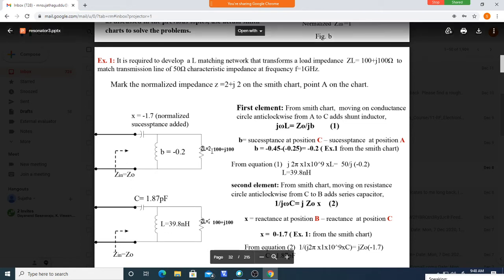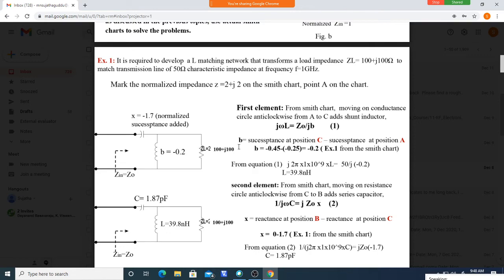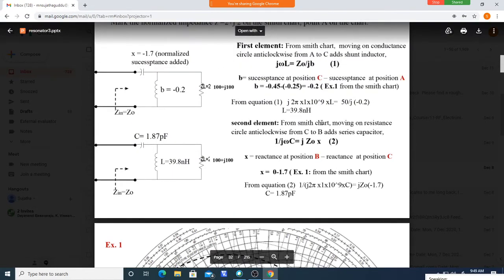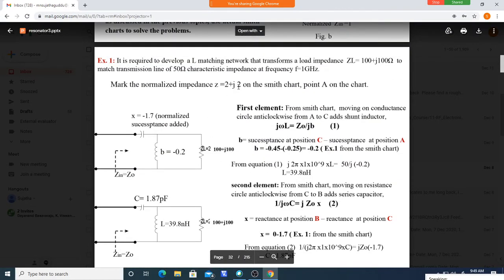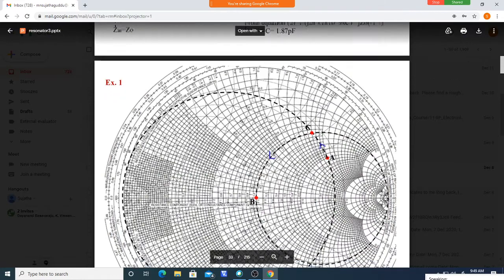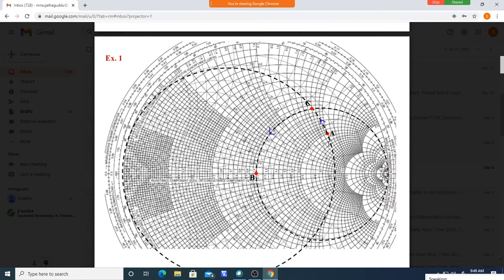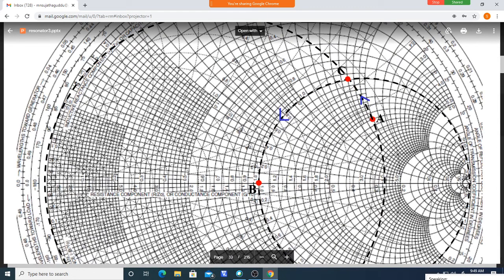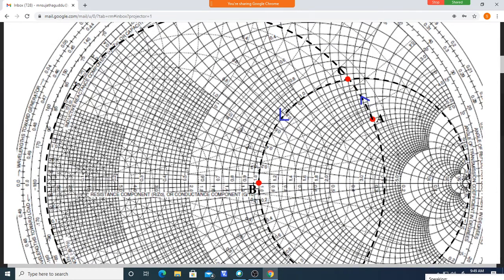So what the procedure is, you should mark the load first. That is 2 plus 2j, the normalized impedance. You mark it on the Smith chart. See, this is the R equal to 2 circle.